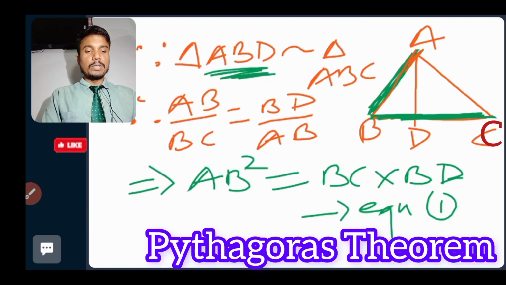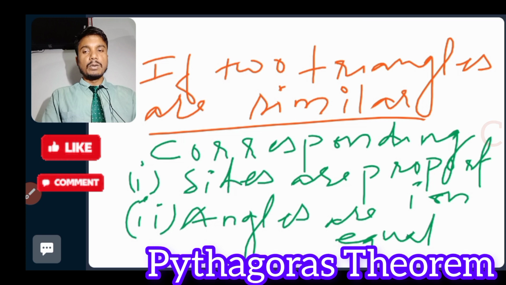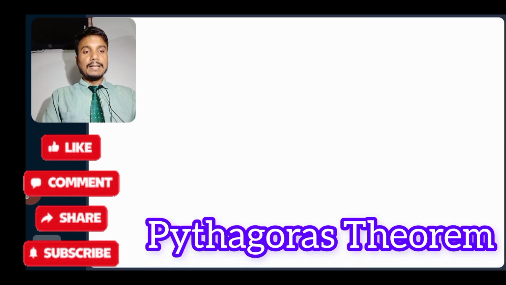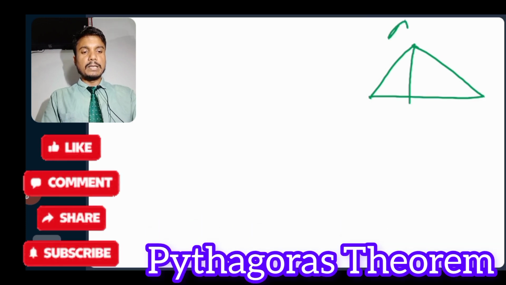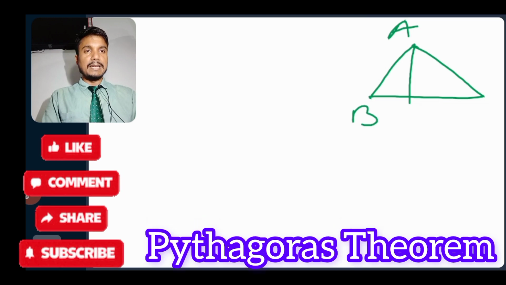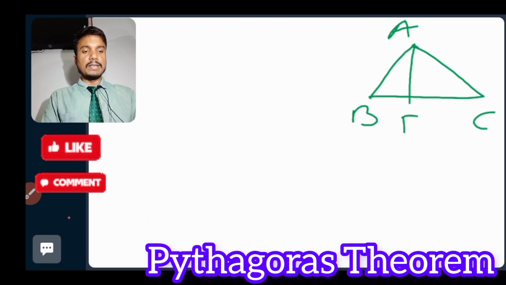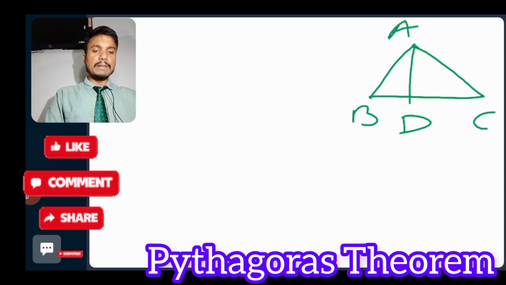Now let's move to the second part. In the second part, let's have the diagram here. This is our diagram. Here we have A, here we have B, here we have C, and here we have D. The same diagram I have drawn here.